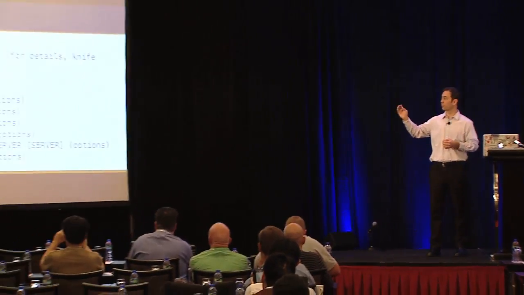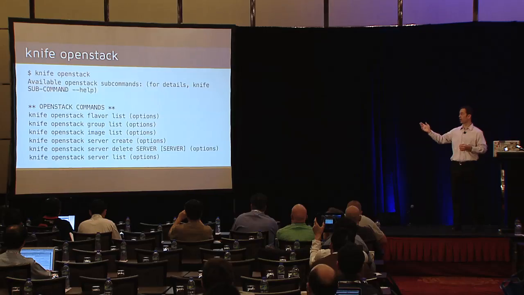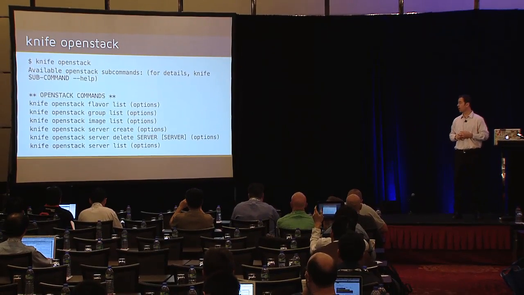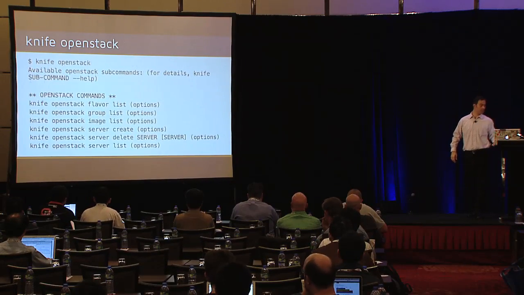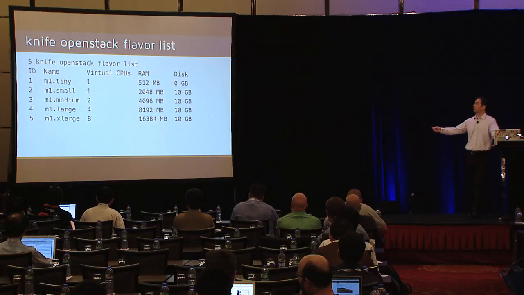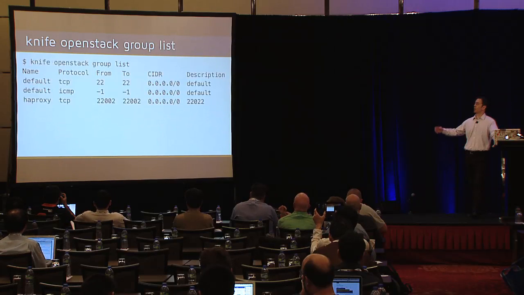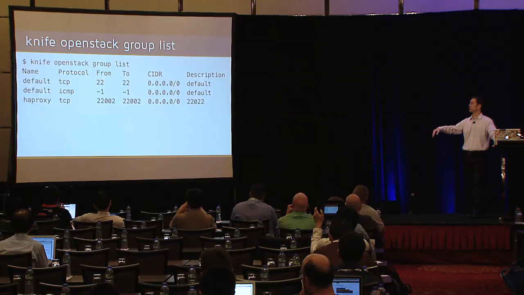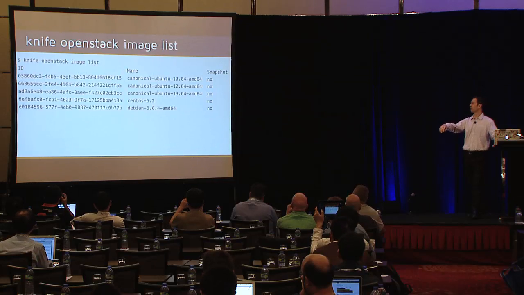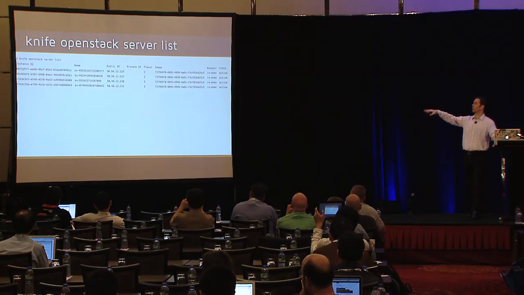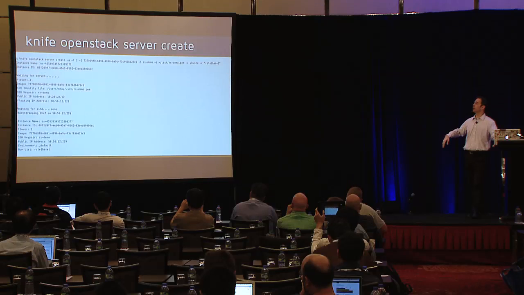The Knife commands that are available, a quick list there. You can list the flavors, the groups, the images, the servers. You can create and delete servers from the command line and obviously list them. Just a quick run-through of the examples. Hey, I want to list the flavors that are available on my server. I want to list the security groups that are available. I want to list the images that are available, the servers that are running on my machine.